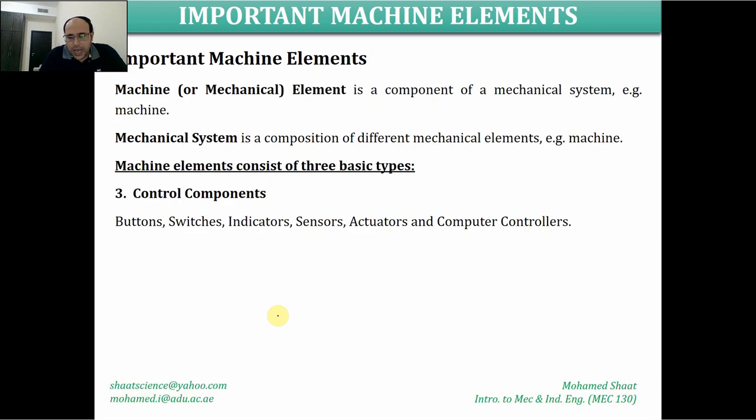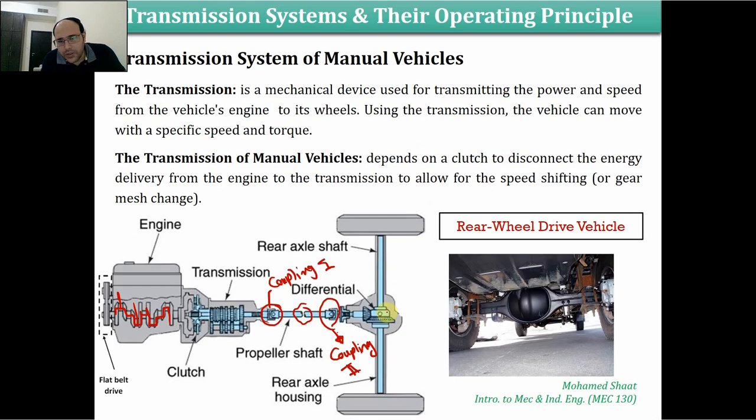As we explained over the last video, the differential contains a set of bevel gears. The objective of this differential is to convert the direction of motion from that direction to this perpendicular direction, to give rotation to these two wheels. So this is simply how this mechanism in general works in a rear wheel drive vehicle.